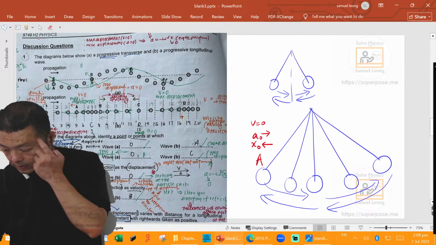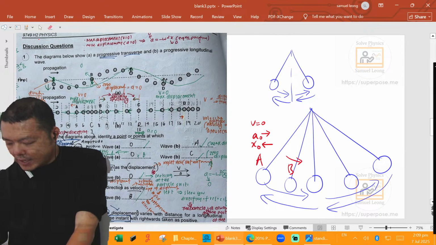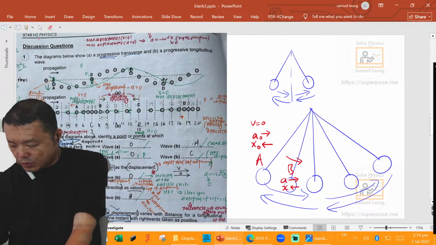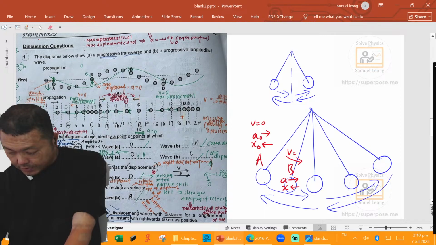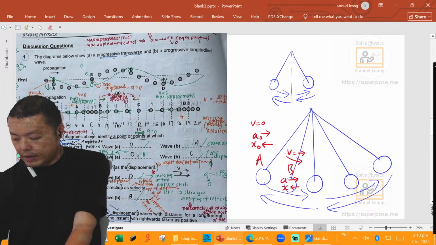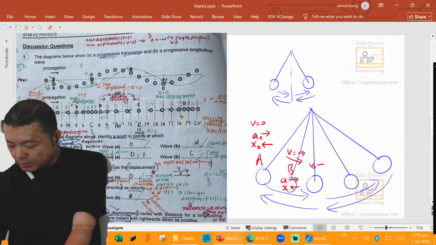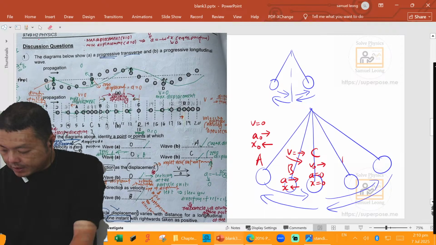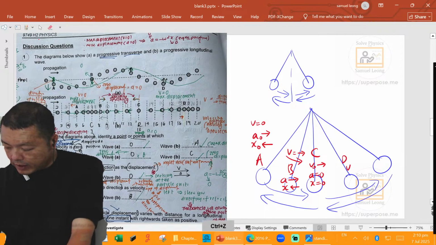Velocity is 0, correct? Okay, then B. B is when it's going downwards like this. Where's the acceleration for B? Acceleration pointing to the right, but it's not maximum. How about the displacement? Also pointing to the left, but not maximum. How about the V? V is pointing towards the right. In the middle, V max pointing towards the right, A is 0, X is 0. Then when it's swinging up, this is the middle, position C. So position D: V is pointing to the right, acceleration is pointing to the left, displacement is pointing to the right.